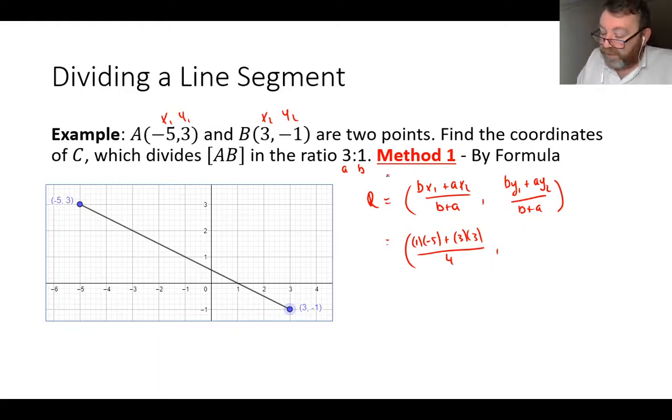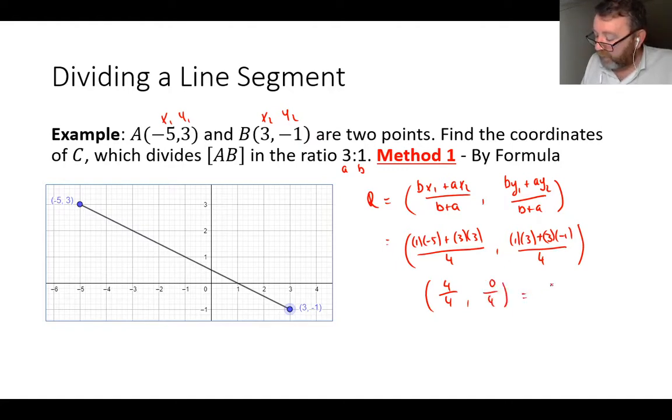Next one, b, which is 1, multiplied by y1, which is 3, plus a, which is 3, multiplied by y2, which is minus 1, all over b plus a, which is 4. And then when you carefully do the addition and the multiplication, 3 times minus 1 is minus 3. Then you have plus 3, which gives you 0 over 4, which will be 0. Then 3 plus minus 3 is 0 over 4, giving you the point 1, 0.